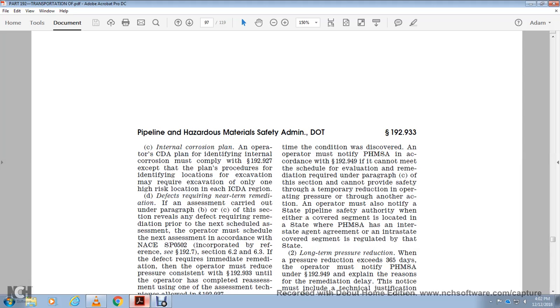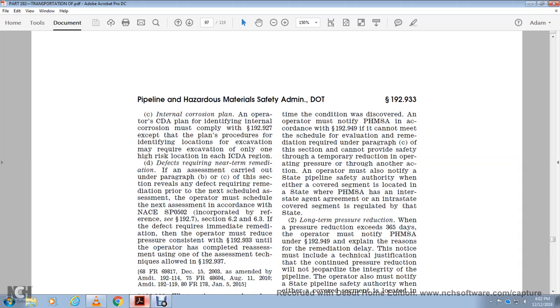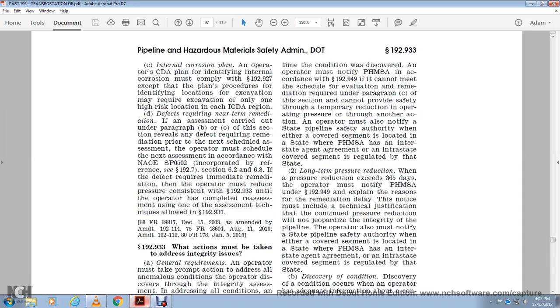The defects requiring near-term remediation of the assessment carried out under paragraphs B and C of the section, review. The defect with the requirement of remediation with the next scheduled assessment: the operator must schedule the next assessment per NACE SP 0502, incorporated by reference in 192.7, section 6.2 and 6.3. If the defect requires immediate remediation, the operator must reduce the pressure, considering 192.933, until the operator has completed the reassessment using one of the assessment techniques allowed under 192.937.